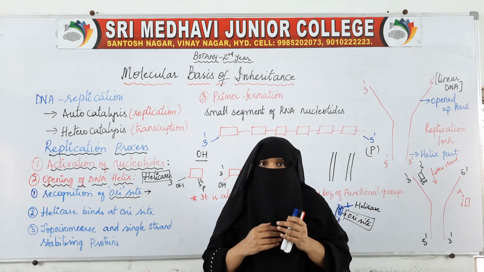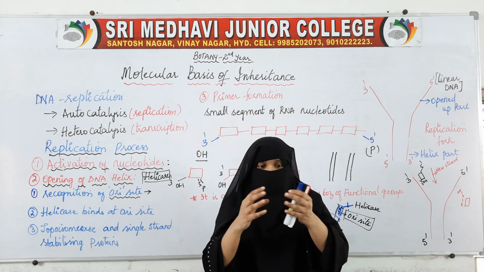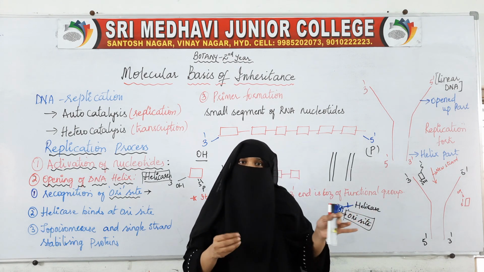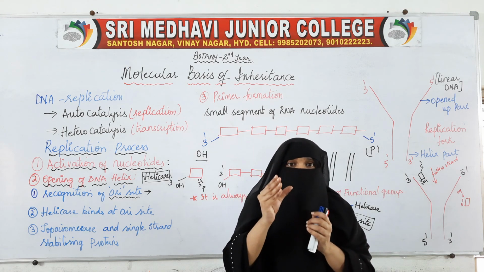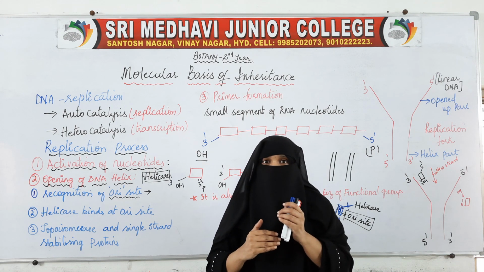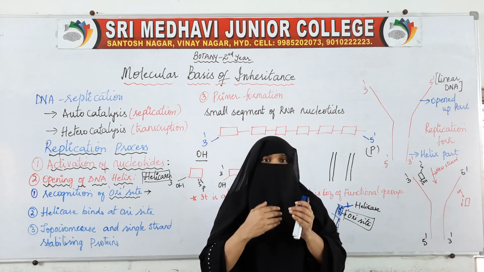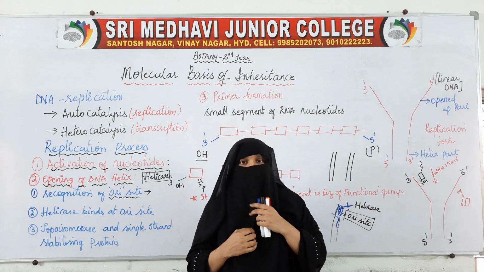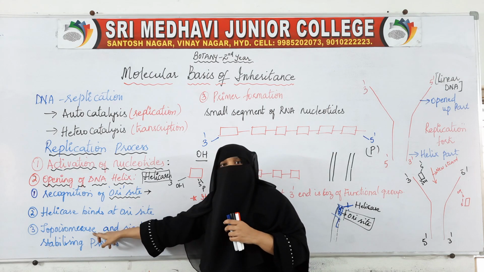Tension will always be there. As soon as it opens and the helicase moves from that place, it will become coiled again. So to remove that tension, so that it does not coil again after the helicase enzyme has moved, one more enzyme will be there, which is called Topo Isomerase.